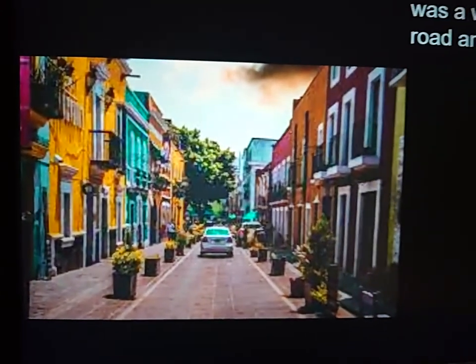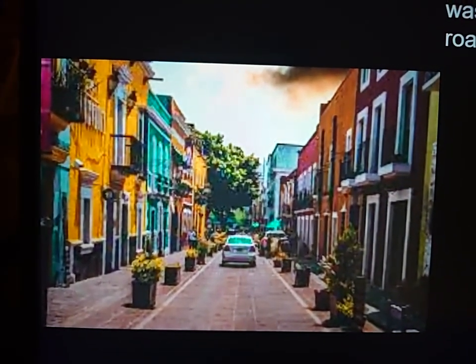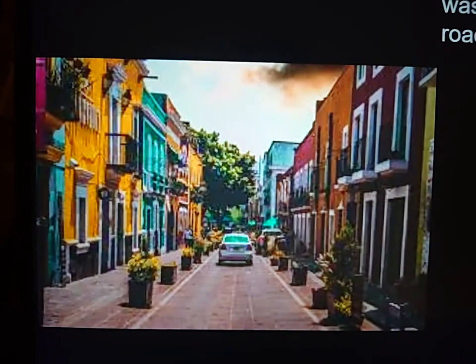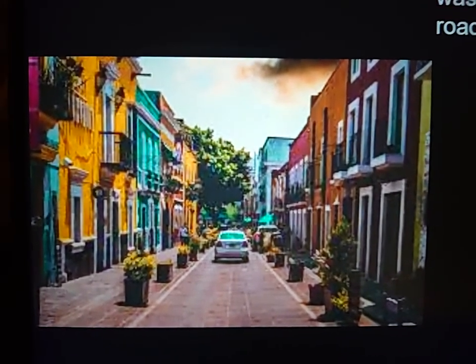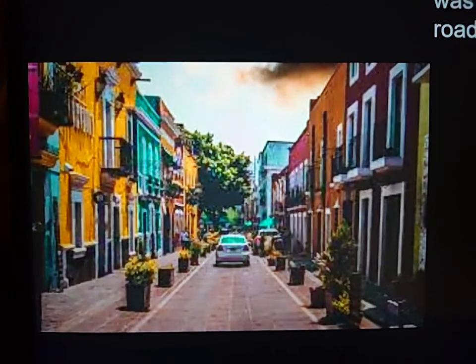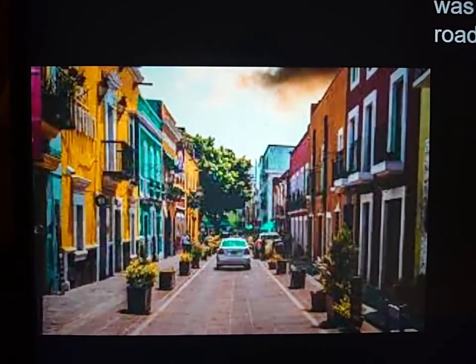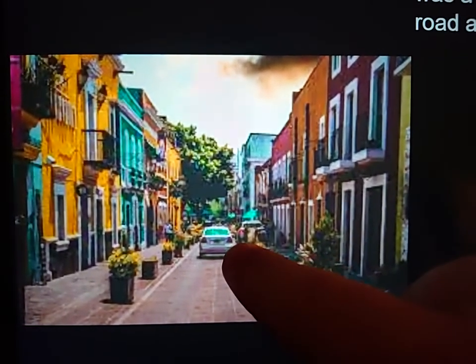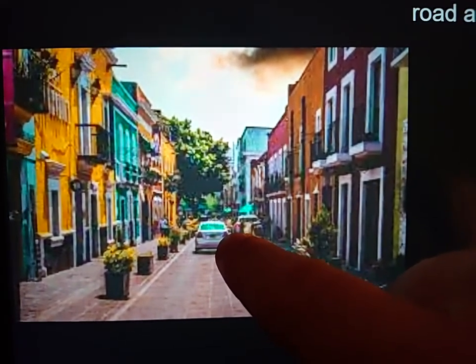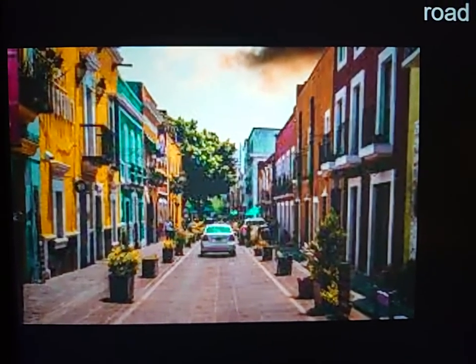And I've written, the street had buildings on each side and plants on the pavement. There was a white car in the middle of the road and a tree at the end. There's no fancy language there. I'm just literally telling you what there is. The street had buildings on each side, plants on the pavement. There was a white car in the middle of the road and a tree at the end. That's it. So that's what you want to do first, okay?